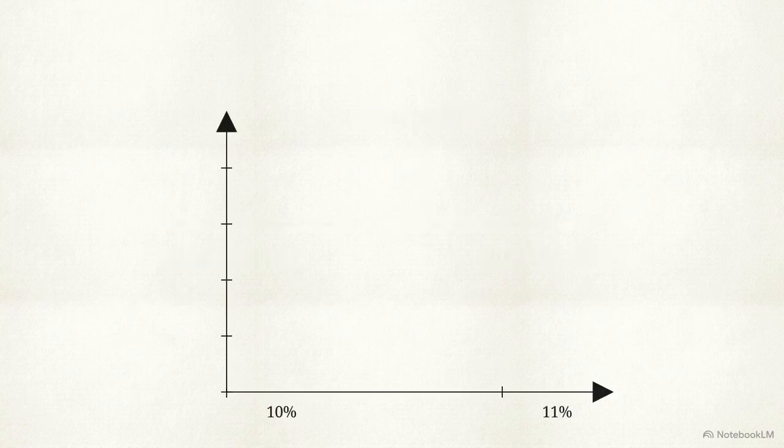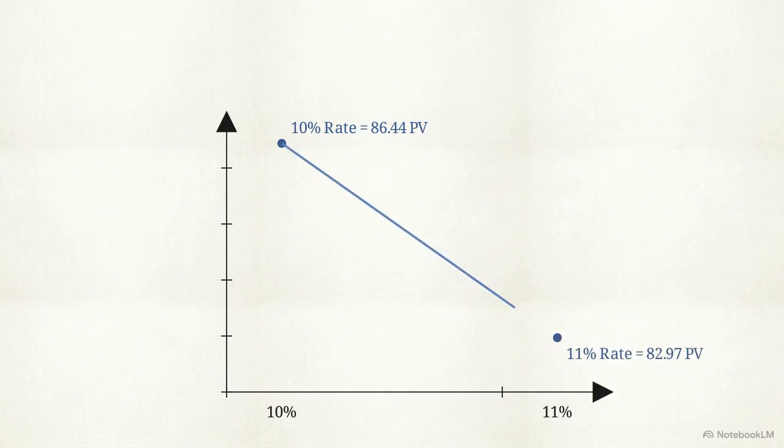This descending line graph represents the interpolation process. Think of it as a ladder. The top rung is our 10% rate, generating a present value of 86.44. The bottom rung is the 11% rate, with a present value of 82.97. Our current market price of 85 is the exact target we need to hit on this ladder. To find the precise percentage, we measure how far down the ladder our target sits.